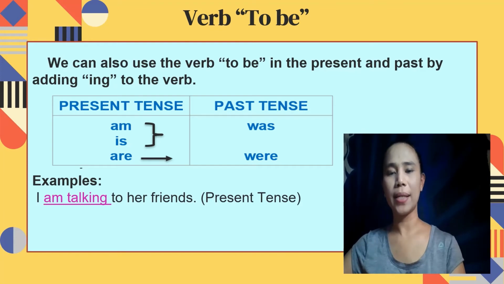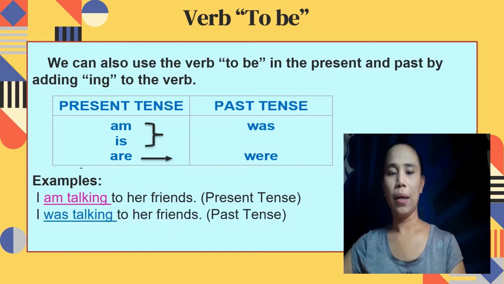I'm talking to her friends. That is in the present tense. So notice that we have used am and then we added ing to the base form of the verb, which is talk. So that's why we have am talking. For the past tense, we can have I was talking to her friends. So we use the verb to be, which is was in the past tense, and we added ing to the base form of the verb, which is talk. So I was talking to her friends.